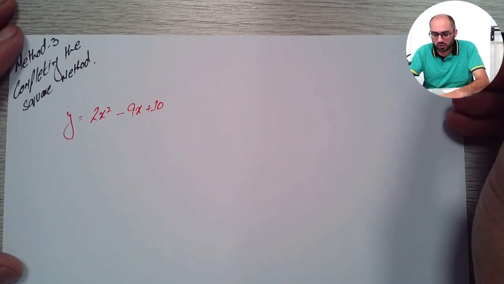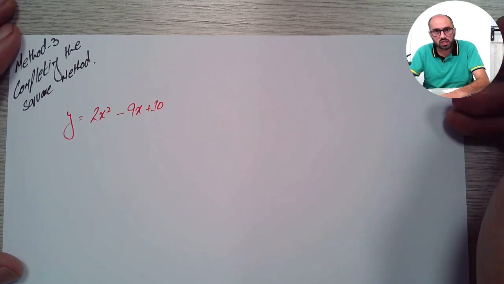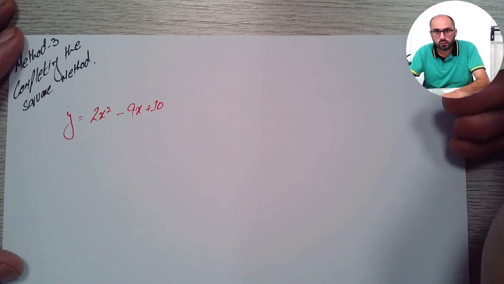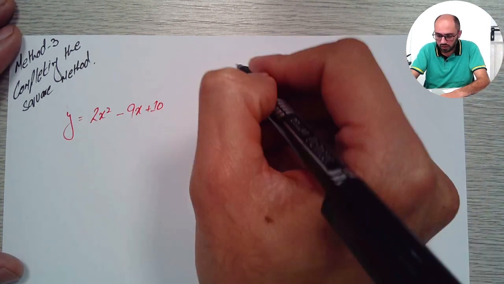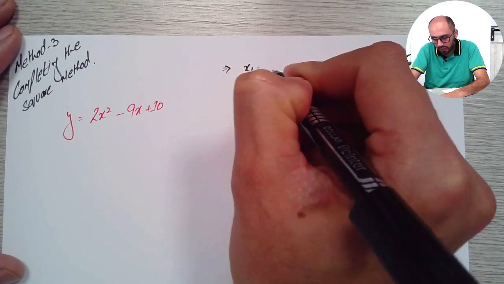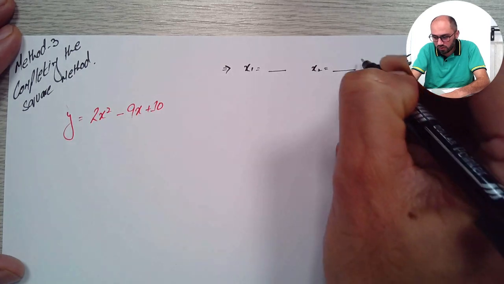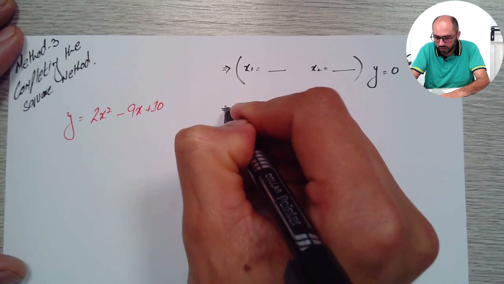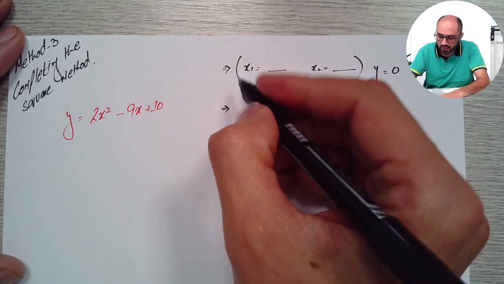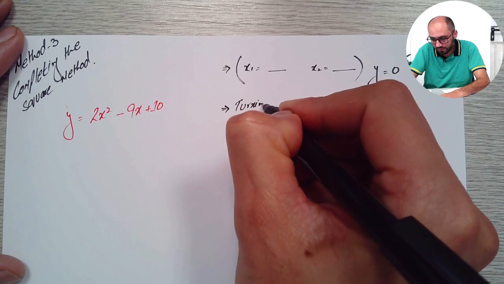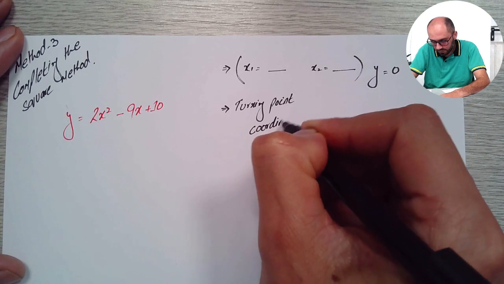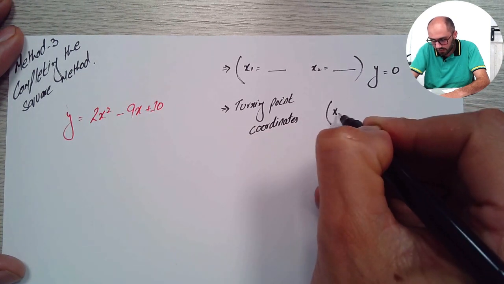Our last method for solving quadratic equations is called completing the square method. Now recall, this method is used for two purposes. One is to find the values of x for which value of y is 0. So I can write down here to find the value of x1 and value of x2 for which y has a value of 0. And the second purpose of using this method is to find turning point coordinates, x and y.